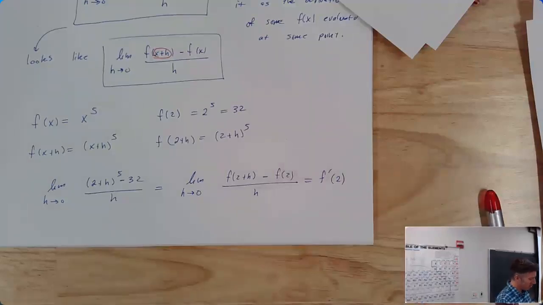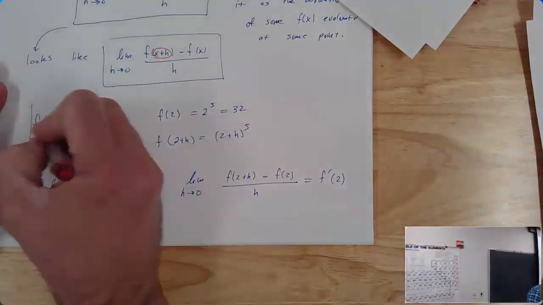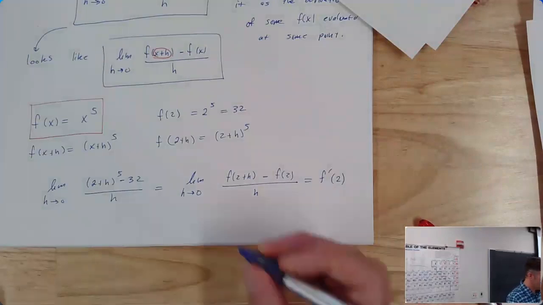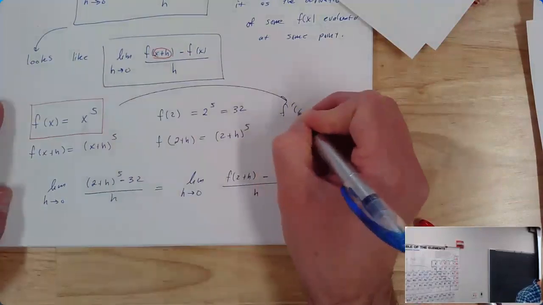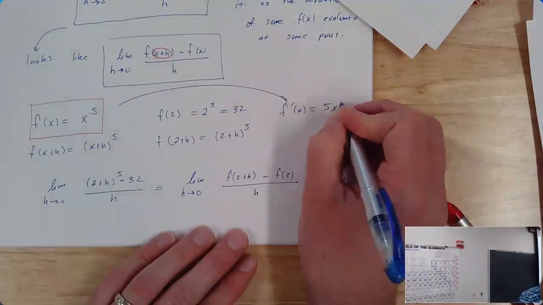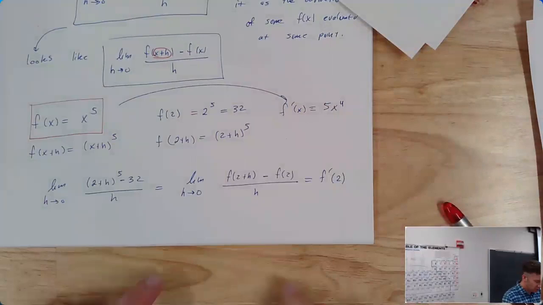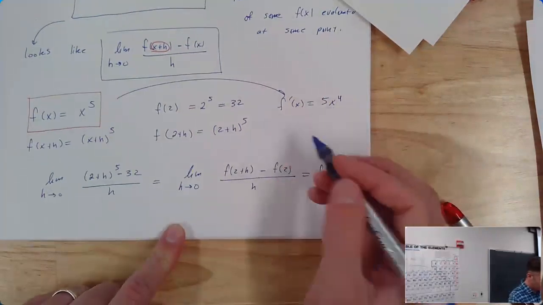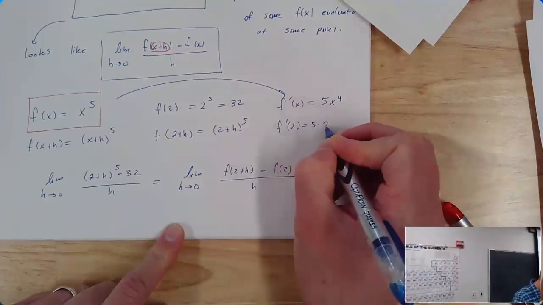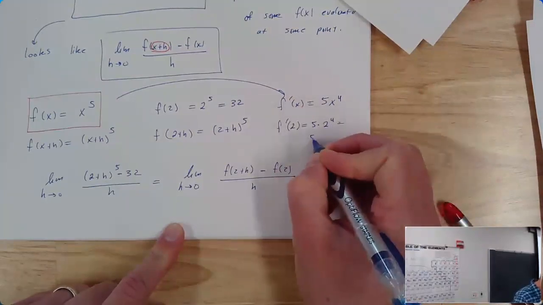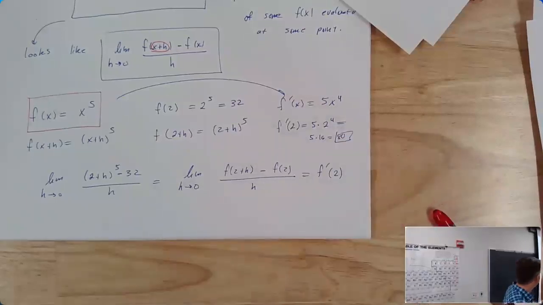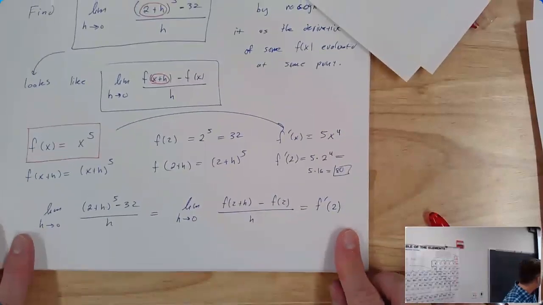And now we can say, well, look, there's our function. What's the derivative of that function? Power rule, derivative of x to the 5th is 5x to the 4th. So if I know my derivative is 5x to the 4th, then my derivative evaluated at 2 is 5 times 2 to the 4th, which is 5 times 16, which is 80.